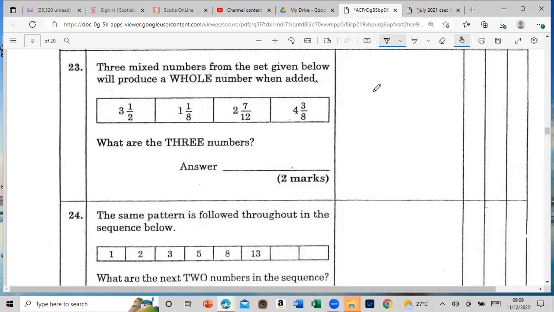Now let's look at 23. 3 mixed numbers from the set given below will produce a whole number when added. What are the 3 numbers? So it is saying, which 3 numbers can you add and it gives you a whole number? Go ahead. Look at them carefully and then determine which 3 out of the 4 numbers you could add and it gives us a whole number. No fraction involved, just a whole number.